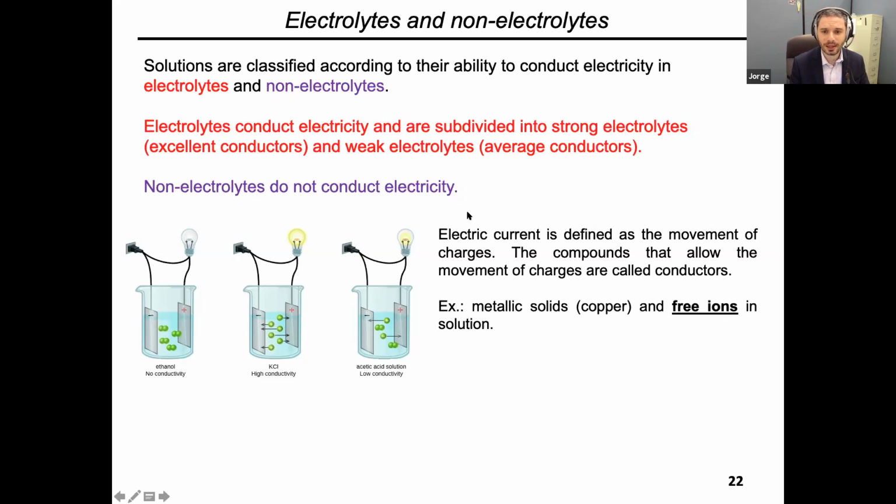And remember, electric current is simply defined as the movement of charges. Compounds that allow the movement of charges are called conductors. For example, metallic solids as, for example, copper, they allow the movement of charges, therefore they are conductors. And any solutions that have free ions are also going to be electric conductors.